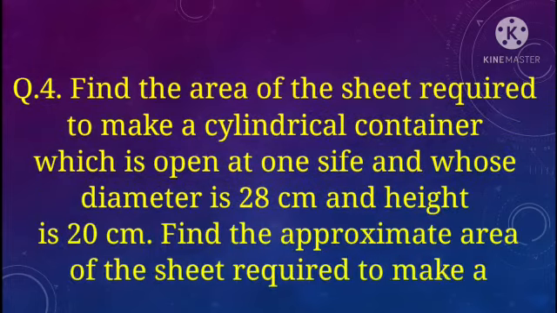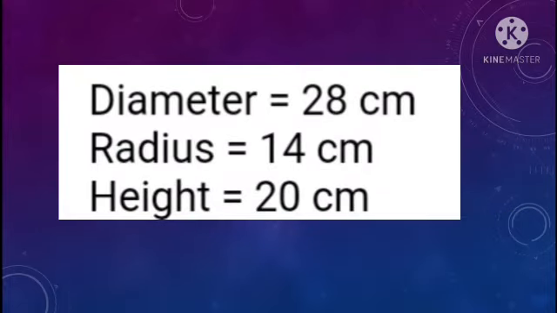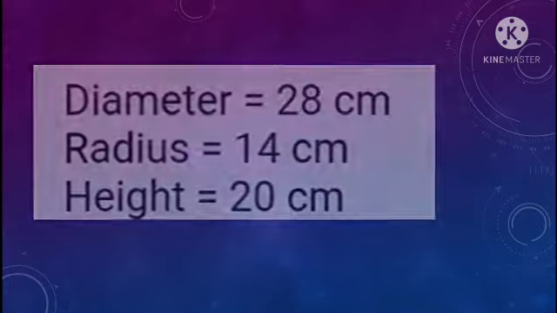Question number 4. Find the area of the sheet required to make a cylindrical container which is open at one side and whose diameter is 28 cm and height is 20 cm. Find the approximate area of the sheet required to make a lid of height 2 cm for this container. Answer: diameter is equal to 28 centimeter, radius is equal to 14 centimeter, height is equal to 20 centimeter.